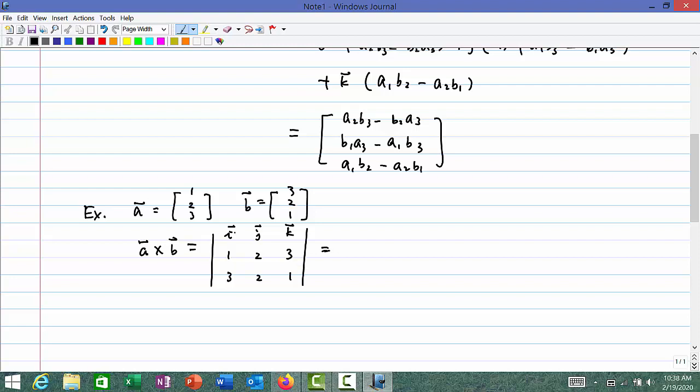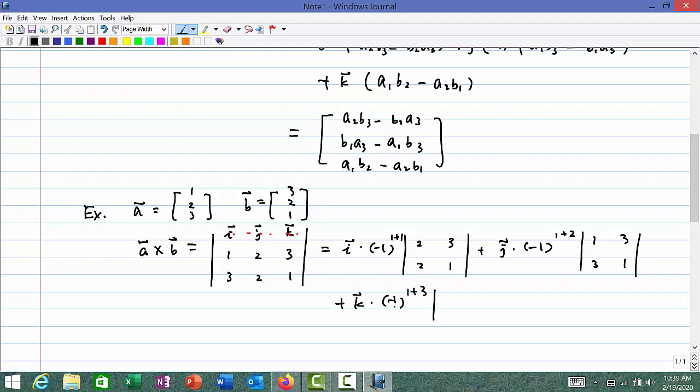I compute according to the first row, as I did in the definition. So we end up with i times (-1) to the power 1 plus 1. If I delete the first row and the first column, as I explained earlier, we have 2, 3, 2, and 1. Plus, following the same rules, j times -1 to the power 1 plus 2. I delete the first row and the second column, so I have 1, 3, 3, and 1. Plus k times -1 to the power 1 plus 3, because it's sitting on the first row and the third column. Deleting the first row and third column, I have 1, 2, 3, and 2.